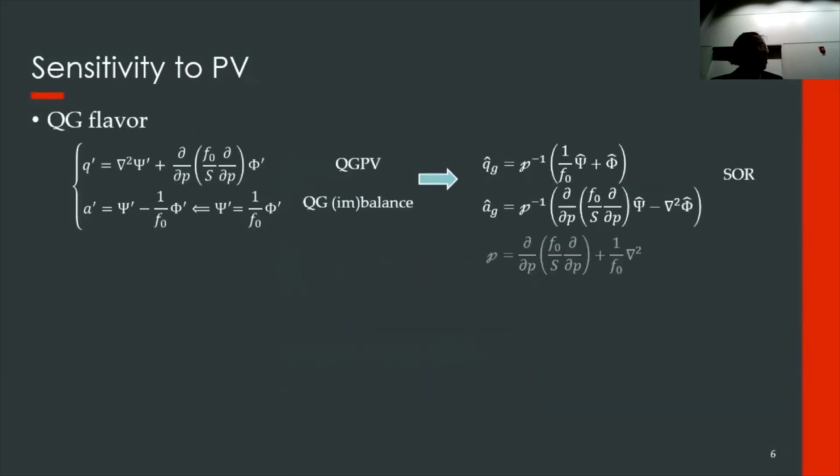So for the sensitivity to QGPV, we use the geostrophic balance, and the QG imbalance A here is defined as a deviation of the geostrophic stream function, 1 over f phi prime, from the total stream function psi prime. And we can solve for the sensitivity QGPV, Q hat, and imbalance A hat through the successive over-relaxation technique, which is used for inverting the QGPV.